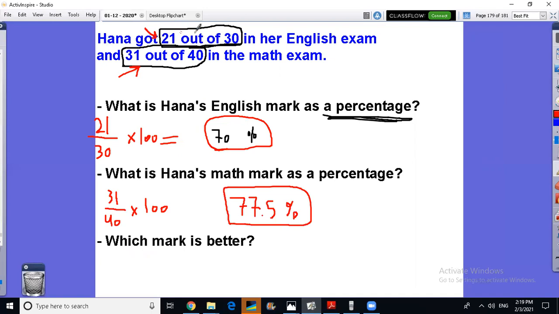So Hannah's percentage in the English exam, we found it 70%. In the math exam, we found it is 77.5%. So definitely here, the math mark is better. The math mark is better.